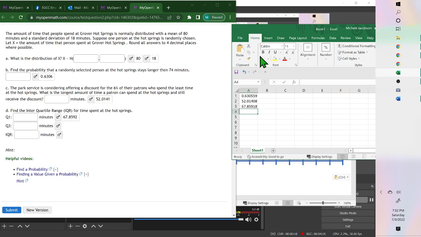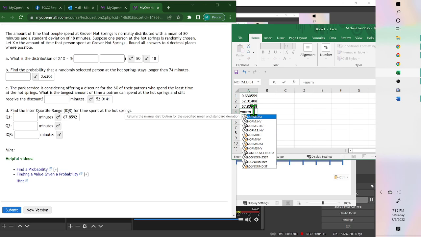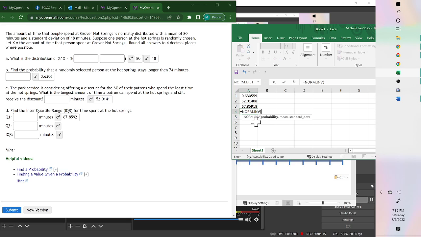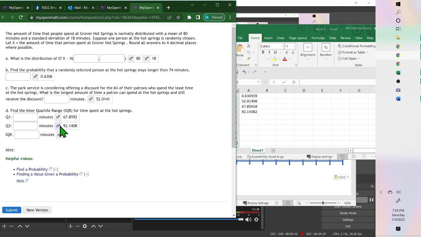To find the upper quartile, or Q3, you do the same thing. Equals norm. It's the second one. Probability, remember the third quartile has 3 quarters below it, so 0.75, comma, the mean and the standard deviation, and hit enter. So that is Q3.